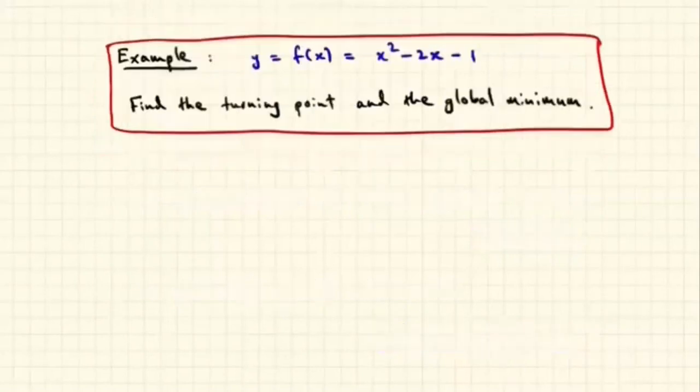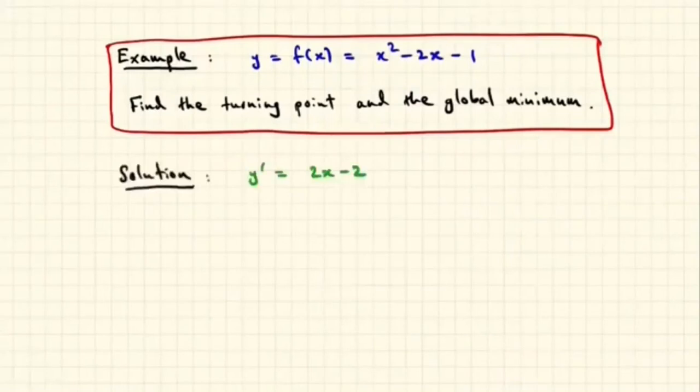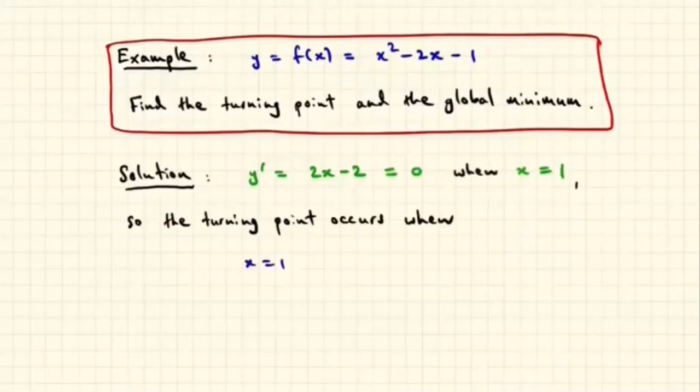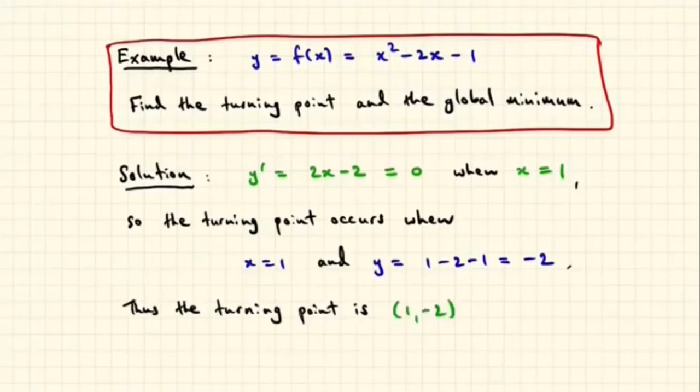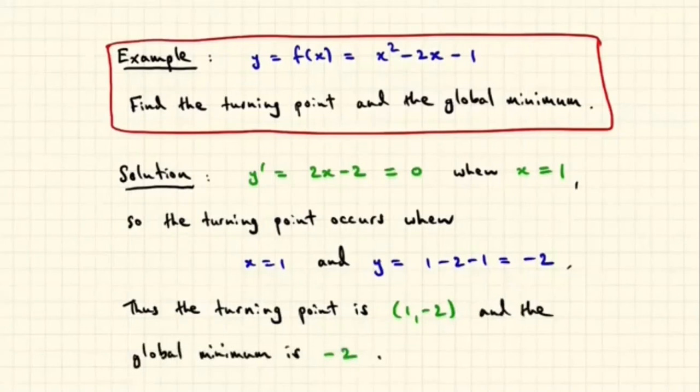Let's apply the derivative to quickly find the turning points and global minimum of this particular quadratic. To solve this, observe that the derivative is 2x minus 2, which is 0 when x equals 1. So the turning point must occur when x equals 1, in which case y equals minus 2. So the turning point has coordinates (1, minus 2). And the global minimum is the y coordinate, which is minus 2. All of this is confirmed by drawing the associated parabola.